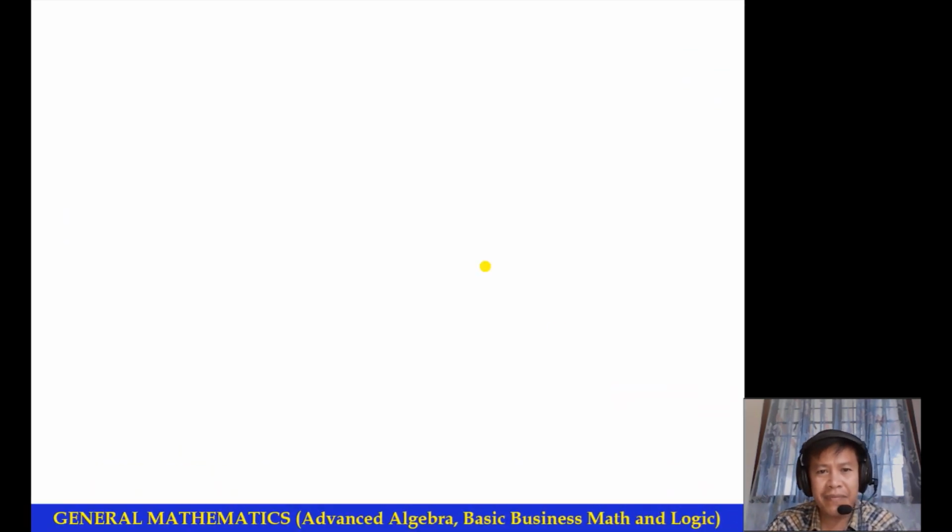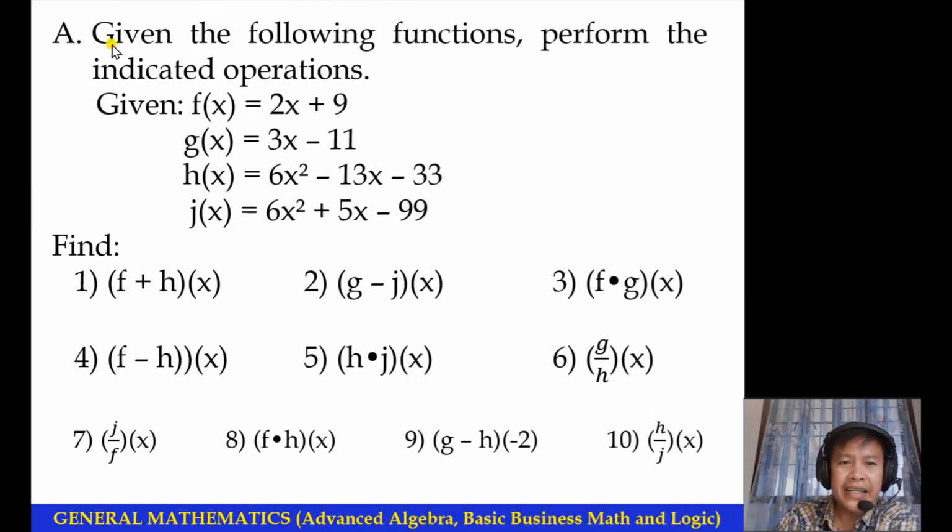Okay, this is your assignment, students. Letter A, given the following functions, perform the indicated operations. f of x is equal to 2x plus 9, this is a linear function. g of x is equal to 3x minus 11, and this is also a linear function. h of x is equal to 6x squared minus 13x minus 33, and this is a quadratic function. j of x is equal to 6x squared plus 5x minus 99, and this is also a quadratic function.